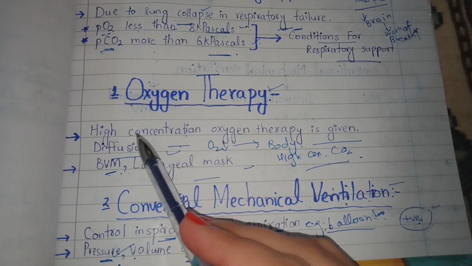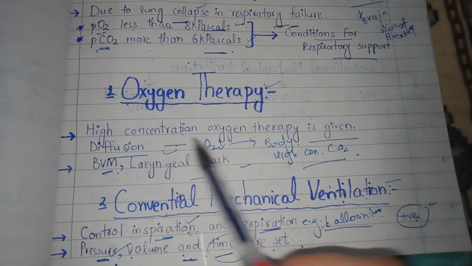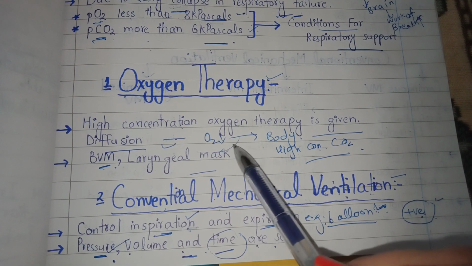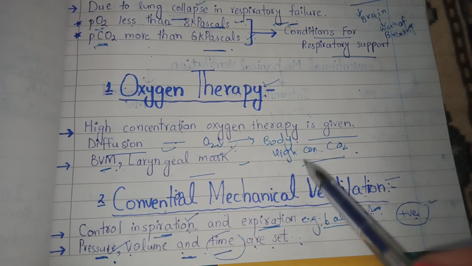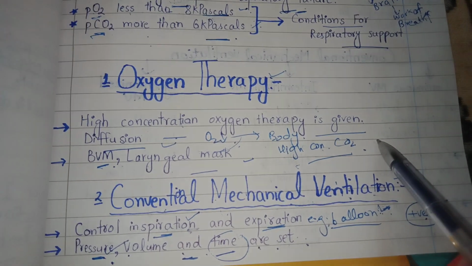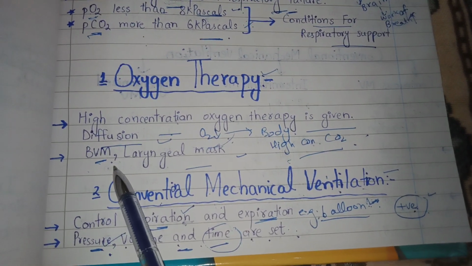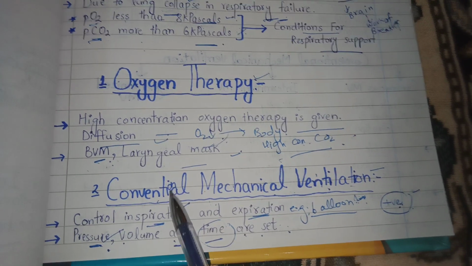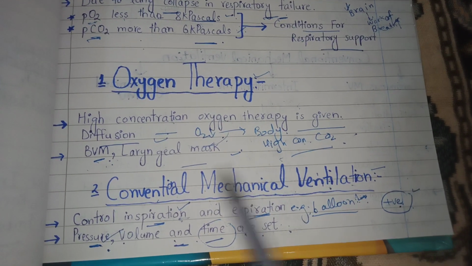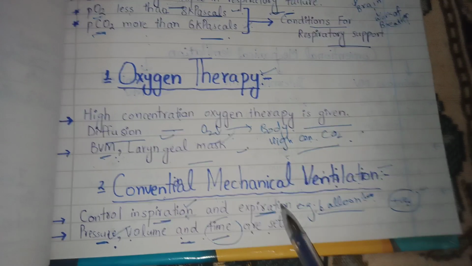In oxygen therapy, high concentration oxygen is given by the process of diffusion, meaning that in the body the partial pressure or level of oxygen is low and we are giving high concentration oxygen from outside the body. Bag valve mask, also called BVM, and laryngeal mask are used in oxygen therapy. The second one was conventional mechanical ventilation. Conventional mechanical ventilation controls inspiration and expiration.